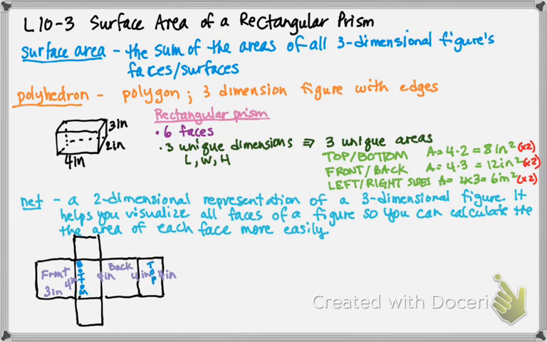Okay, so we had the front was a 4x3, the bottom is a 4, but if we look, what makes the bottom is a 4x2.